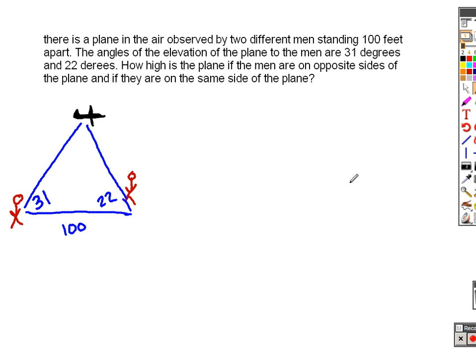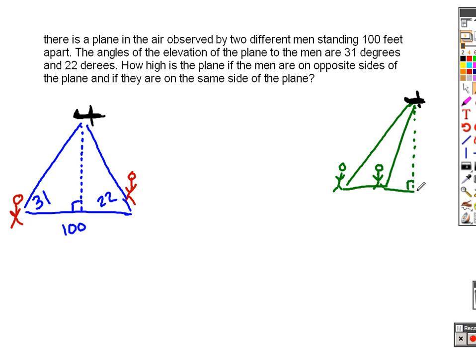We'll do that one in green. If they're on the same side, that means I got one guy here, and I have another guy this way, both looking up at the plane like so. In the end, we want to know how high is the plane. So in the first triangle, we would want to look something like this. We need to go straight down to make a right angle with the ground. Same thing over here, straight down. In this case, we're outside the triangle.